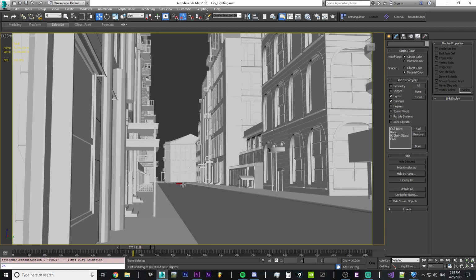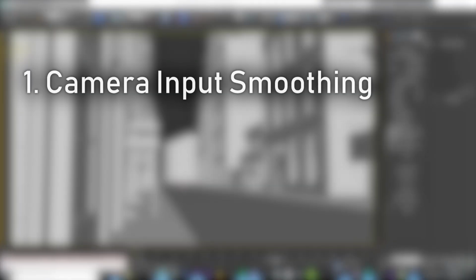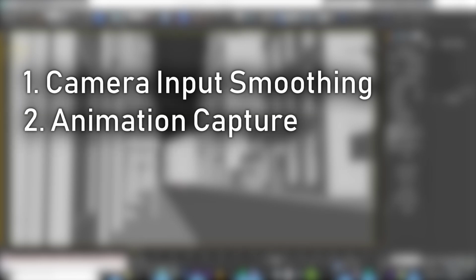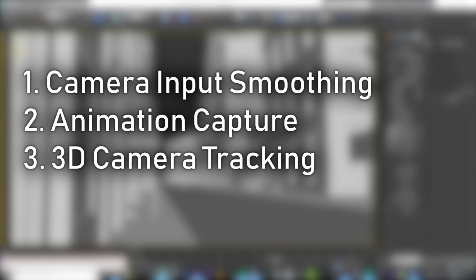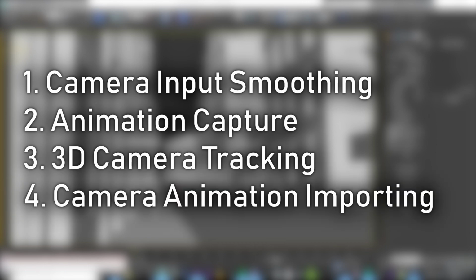All right, so that was basically everything. Just a quick recap: the input smoothing, the animation capture, which can also be used for tracking for compositing stuff, and then the camera animation importer back into the game. Those are the 4 main things.